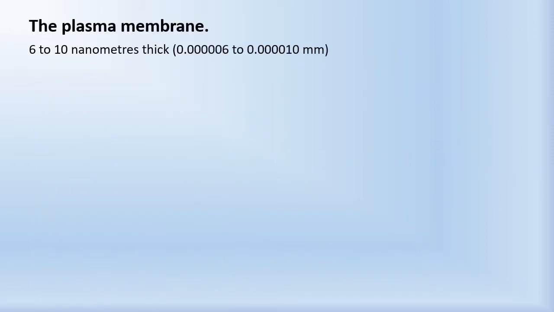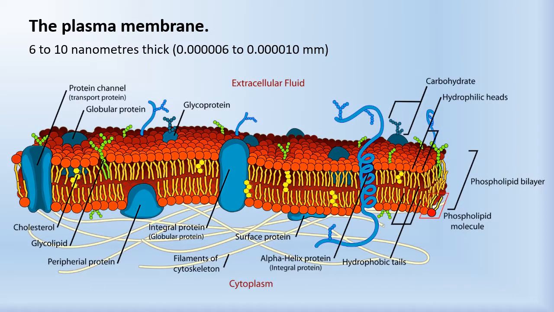The plasma membrane is 6 to 10 nanometers thick. In other words, it's 0.000006 to 0.000010 millimeters thick. In the picture, identify the phosphate heads and lipid tails of the bilayer and the cholesterol rafts that serve to stabilize the lipid tails.